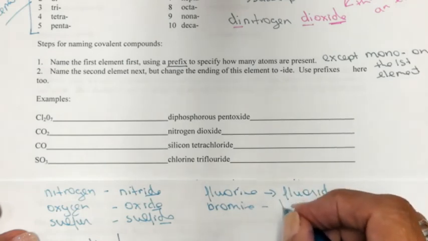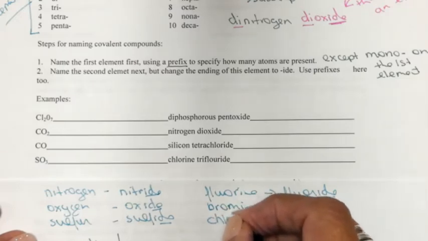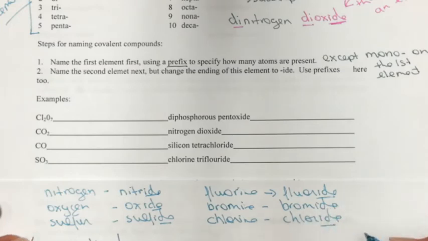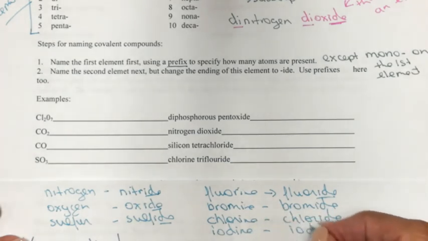Bromine, bromide, chlorine, chloride, iodine, iodide. These are examples. So, the rules again: the first element we just name, use a prefix if it's more than 1. Then we look at the second element. We change its element ending to "ide" and use prefixes to indicate the number of atoms.